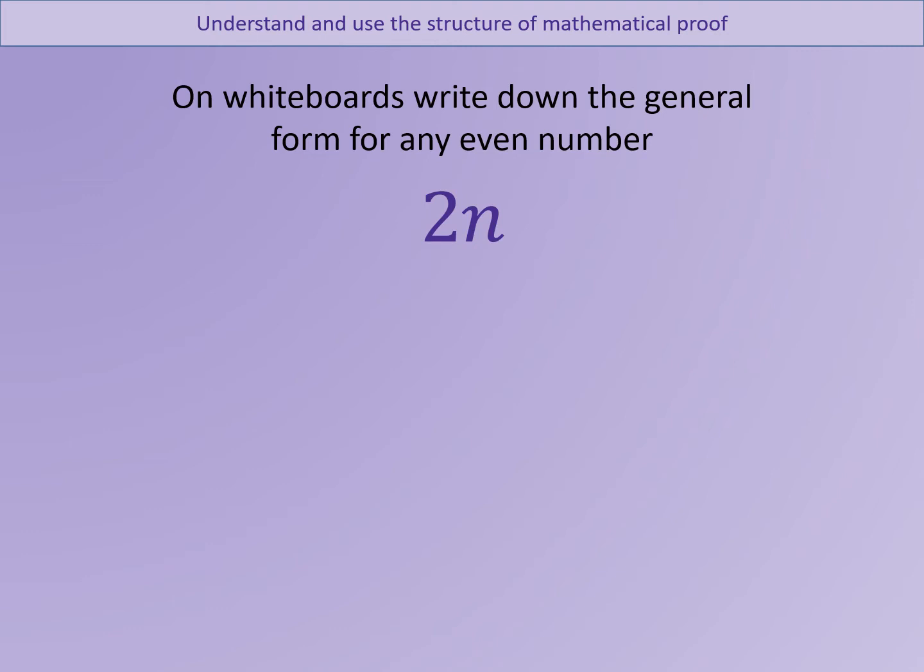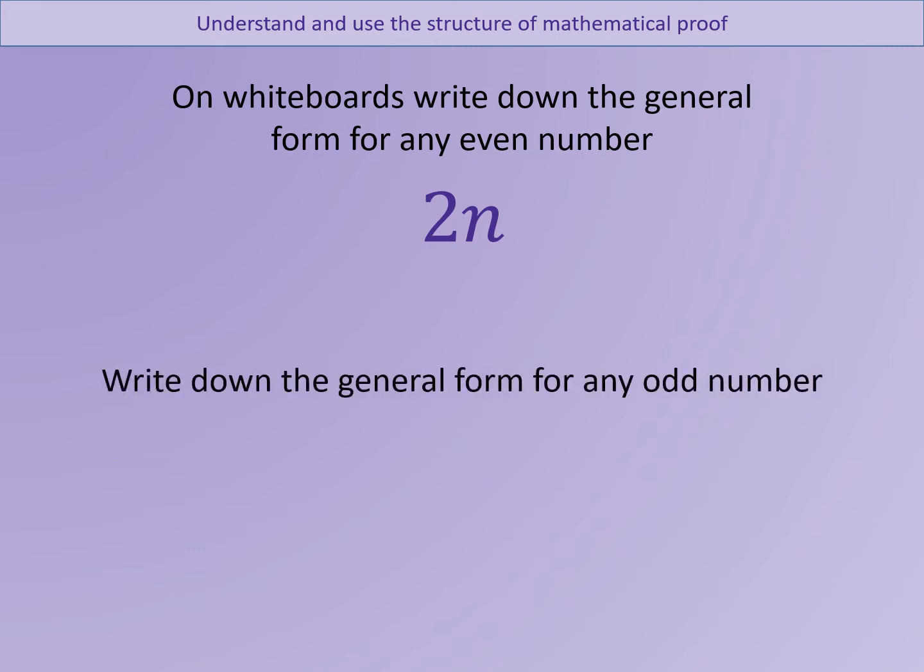N can be any letter, that's just an arbitrary letter that we've chosen, but N does tend to be the one that is chosen most often. And as well as that, please, I'd like you to write down the general form for any odd number. Do that now, please.